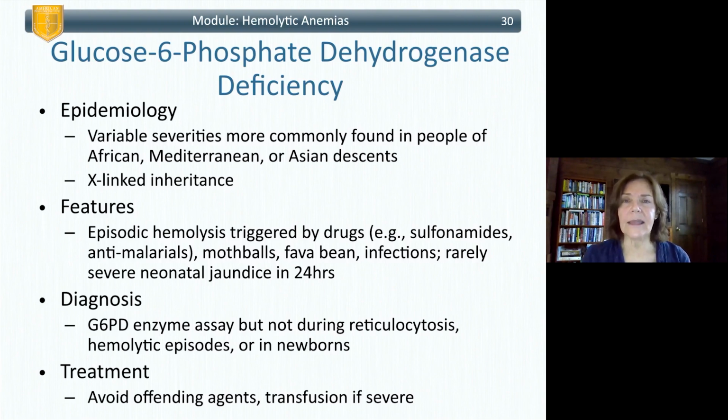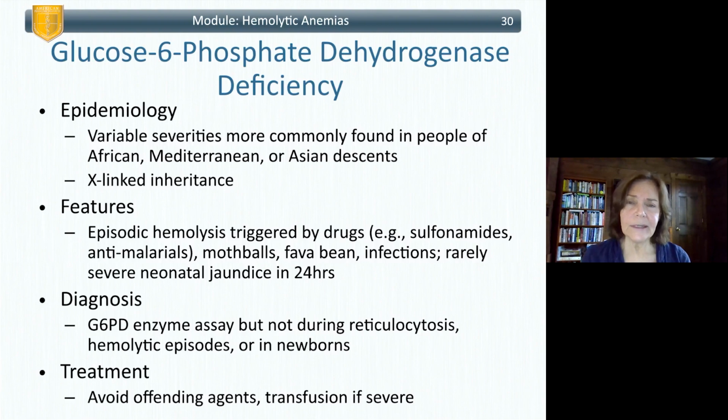And in newborns, all newborns have great glucose 6-phosphate dehydrogenase levels. So it's difficult to diagnose. You might have to wait till after all of the hemolysis and months after a transfusion. As you know, people who donate blood do not have G6PD deficiency, and you must wait for the transfused product to be eliminated from the body before you can obtain a G6PD level.